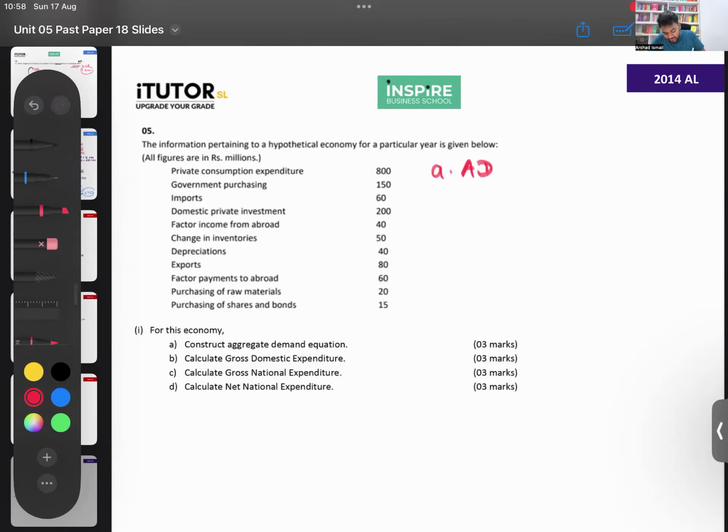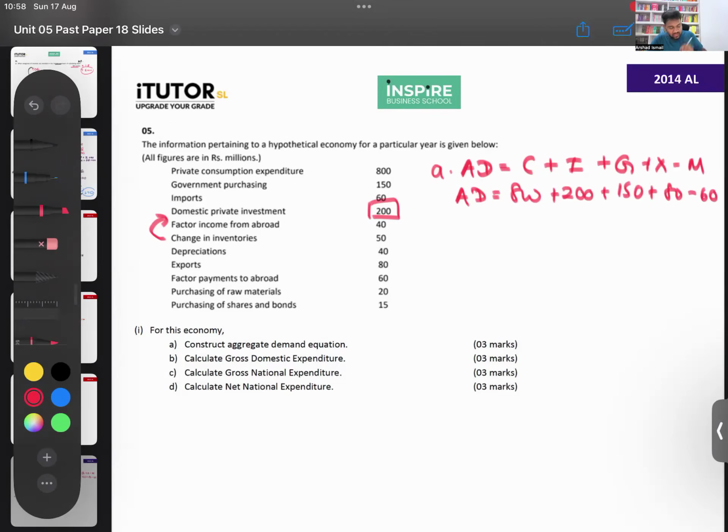Aggregate demand equation is equal to your private consumption, investment, government spending, plus exports, minus imports, or plus net exports. So here, you don't have to solve it. You just have to put the numbers. That's the equation then. Private consumption is how much? 800. Investment, domestic private investment, 200. Do you have to add inventories again? No, because it is already inside it. If they give you total investment, it's already inside. Don't add again. Then government spending 150, exports 80, imports 60. I think if you give them, that should be okay.